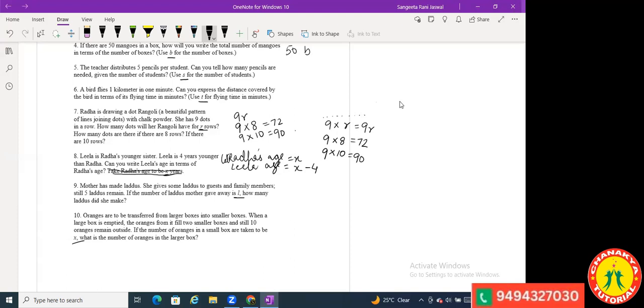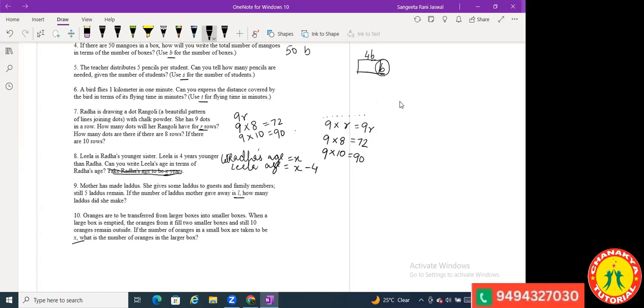For example, as you have done in your previous chapter, you had a question: length is 4 times greater than breadth. So length was 4 times breadth. Find the perimeter or find the area. So here the variable was breadth. Length was given in terms of the breadth. So we took, let the breadth be B and the length be 4 into B. That's how we were doing, no? Yes.